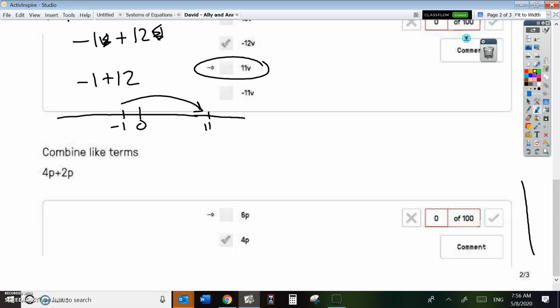This first term has a p, the second term has a p. Put them both together, and it should be 6p.